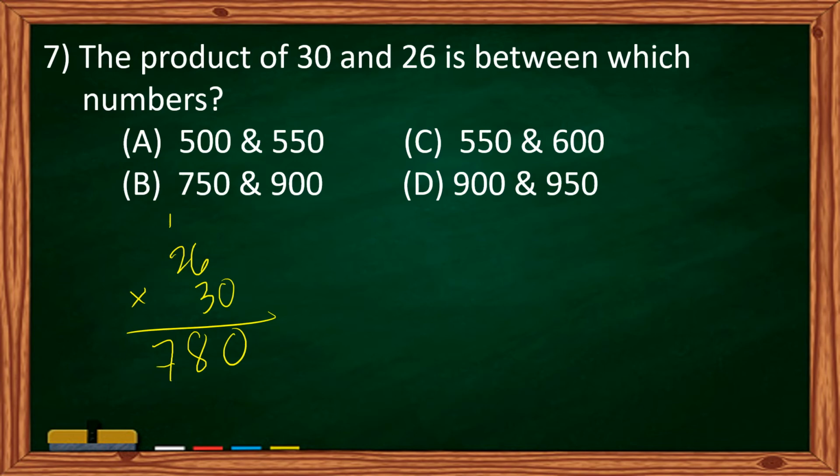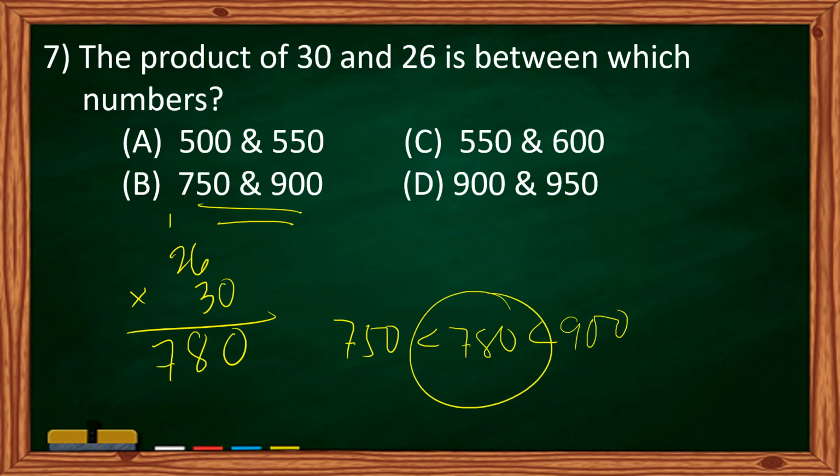So alin kaya dito? Well, I think it's letter B because 750 is less than 780 and 780 is less than 900. Okay? So in other words, 780 is between 750 and 900. So the final answer is letter B.